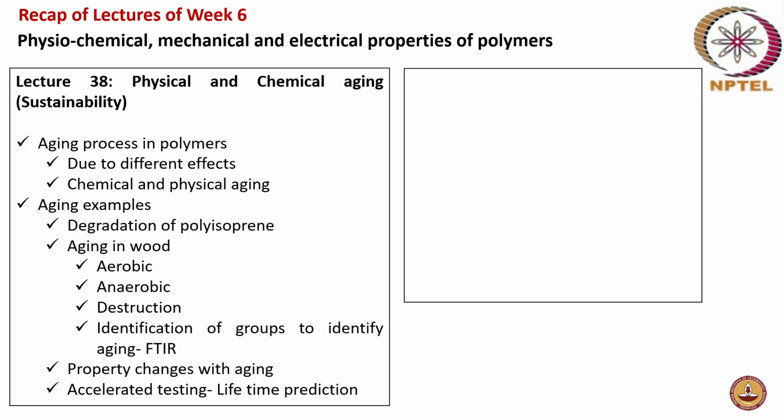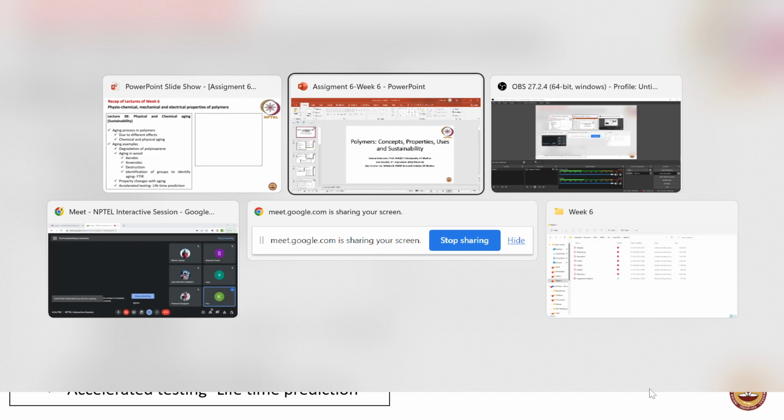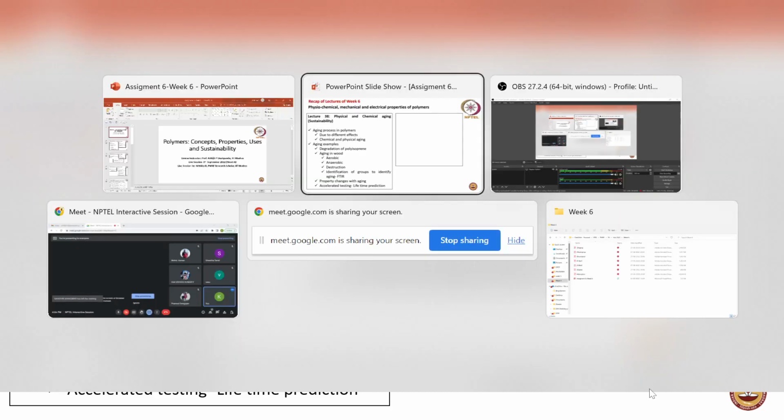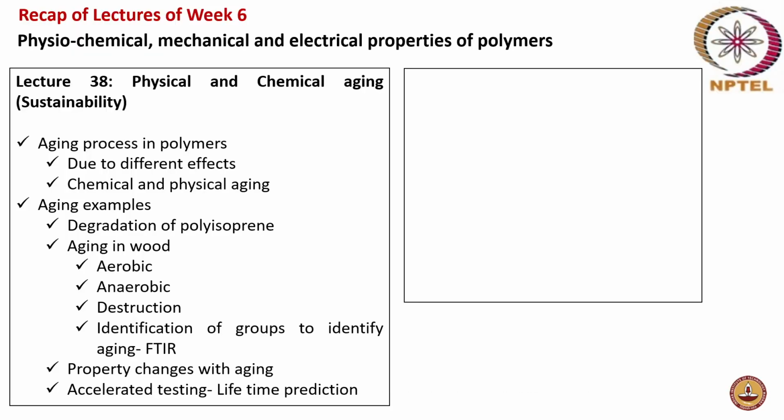Lecture 38 was on physical and chemical aging, right? It was based on sustainability. The aging process in polymers was discussed, aging due to different effects, for example pH, UV radiation, oxidation. All were discussed, right? Are you all there? Yes, ma'am. And then chemical and physical aging, where in case of chemical aging there is chain scission and so on.